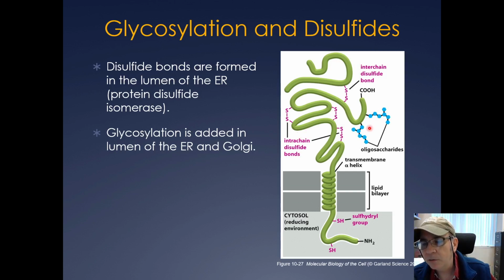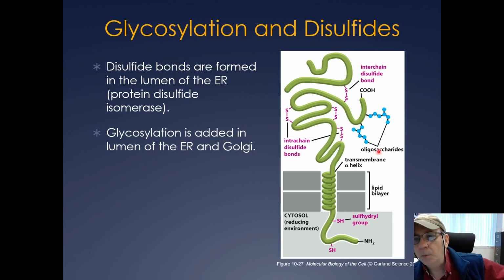Another thing that starts in the endoplasmic reticulum and then gets modified further as it goes through the Golgi, as we'll see when we're covering vesicular transport, is that secreted proteins get the addition of oligosaccharides, better known as glycosylation. Okay, so glycosylation starts in the endoplasmic reticulum, and then when you get to the Golgi apparatus, it gets further modified.